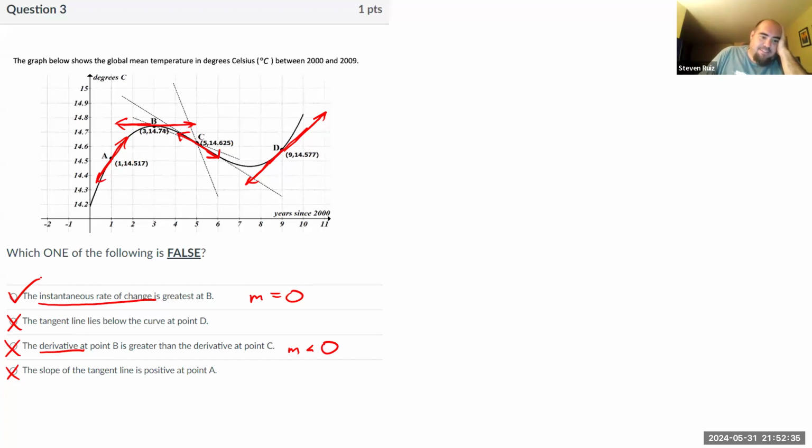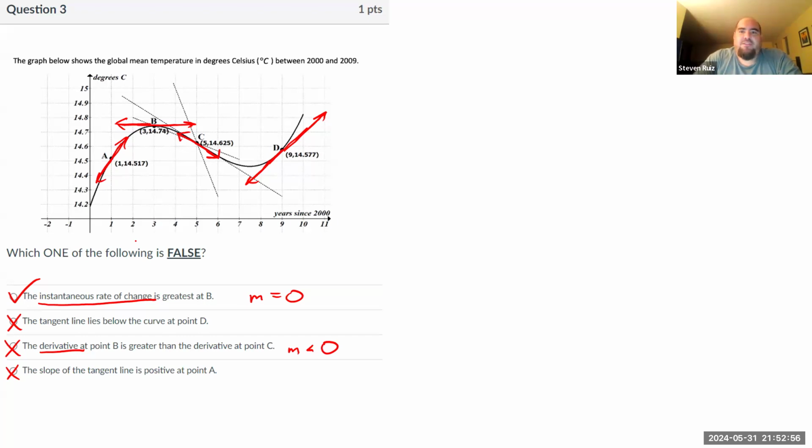Another way we can know that that's not true is anywhere on this graph where the instantaneous rate of change is positive. So A and D are good choices for that. The instantaneous rate of change in A and D is going to be greater than B. So B cannot be the maximum. B cannot have the maximum derivative.